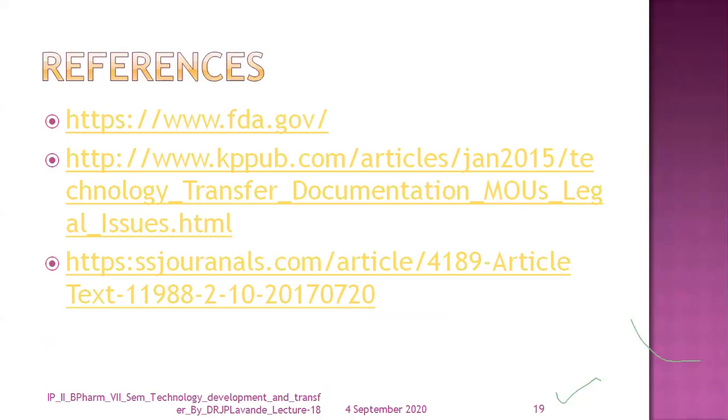So today we will stop at this particular point, and here Unit 2, that is technology transfer, is over.